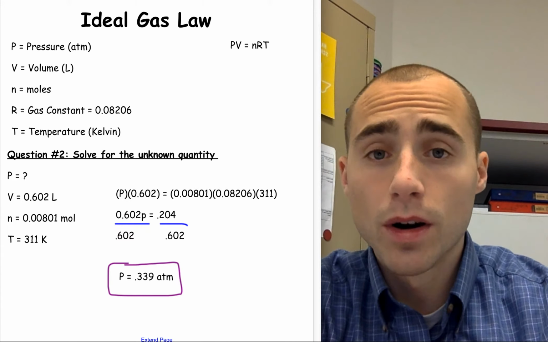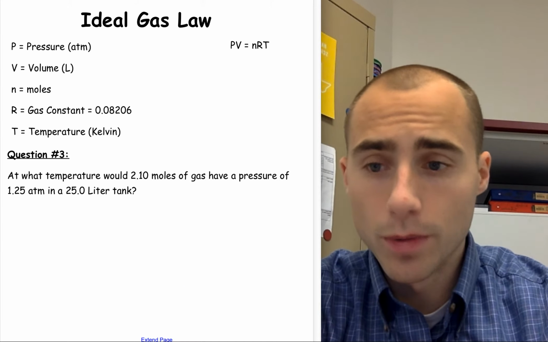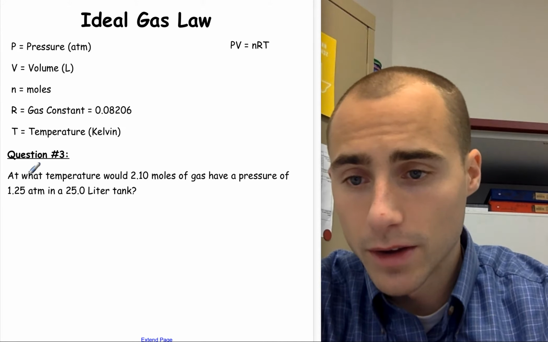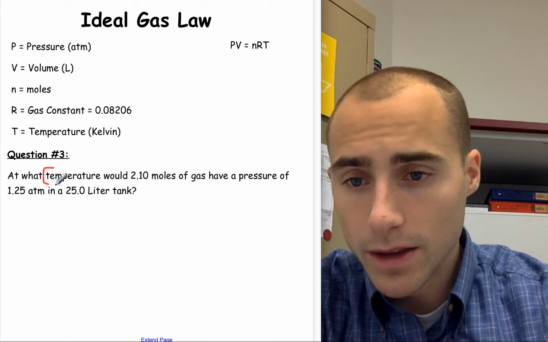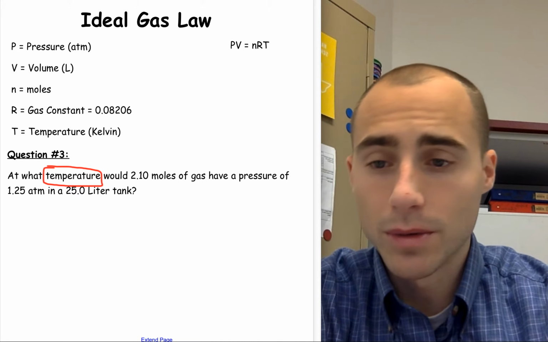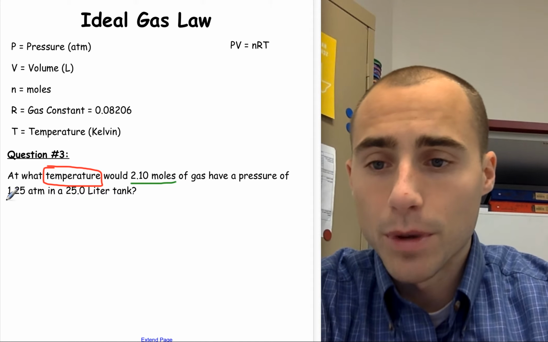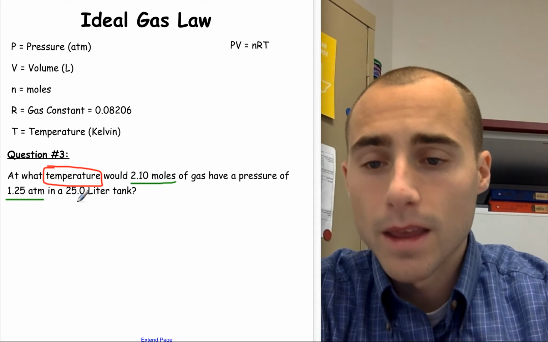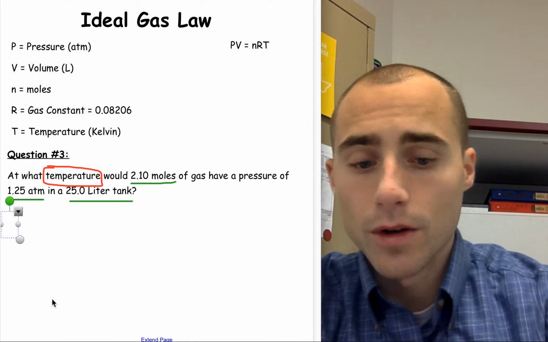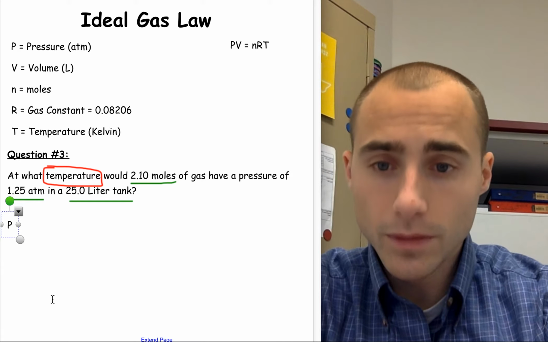All right, we're going to do one more example on this video, one word problem. So first, underline all the numbers we see. When it says at what temperature, that means this is going to end up being what I'm solving for. So I'm going to go ahead and circle that, because that's what I'm going to solve for. At what temperature would 2.1 moles of gas have a pressure of 1.25 atm in a 25-liter tank? So make sure you attempt to solve this first yourself. So go ahead and do that, and then check your work here.